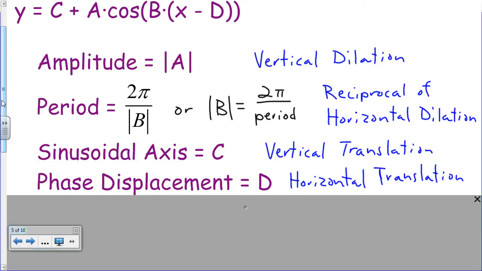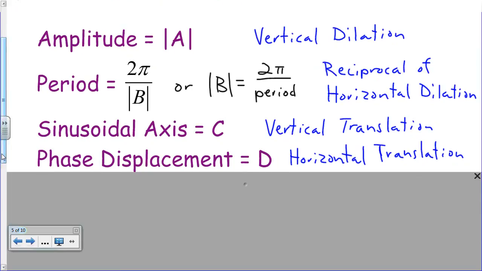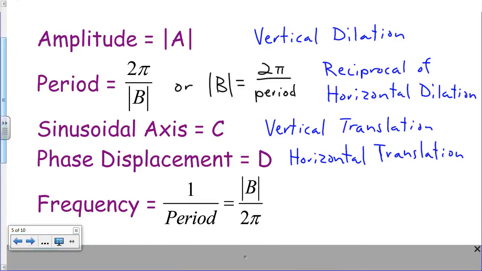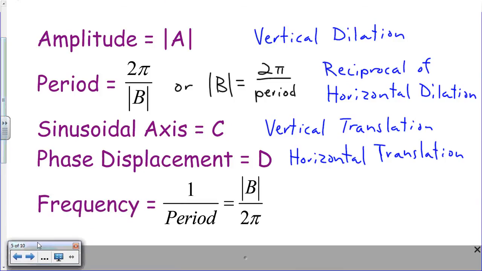So in blue there, what I've written down, those are, in terms of translations and dilations, what we're actually getting. But the terms that we use to describe this with a sinusoid is what we have written here: amplitude, period, sinusoidal axis, and phase displacement. All right, one last piece that we talk about with a sinusoid is the frequency. And the relationship between the frequency and the period is that they are reciprocals of each other.